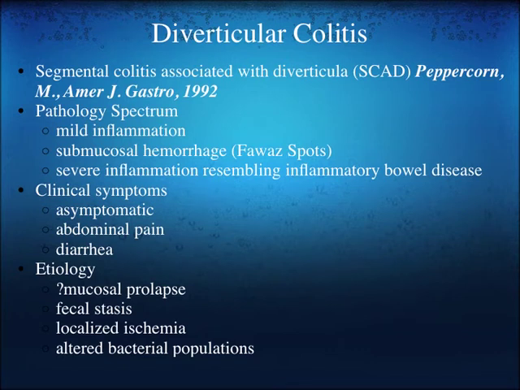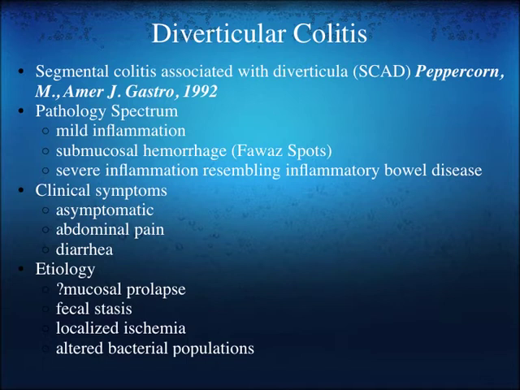Now, the less common complication is something called diverticular colitis, and this we see often in the endoscopy lab when we scope patients. It is a segmental colitis. It involves usually the sigmoid colon and is seen amidst the diverticular disease. It was first described by Mark Peppercorn at Beth Israel and Harvard in the American Journal of Gastroenterology. And it ranges from no symptoms to a condition similar to inflammatory bowel disease.